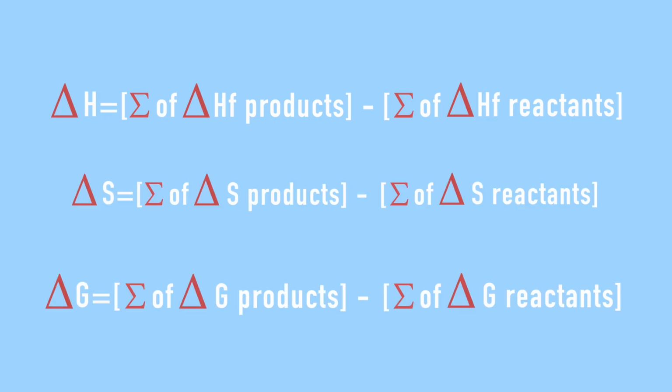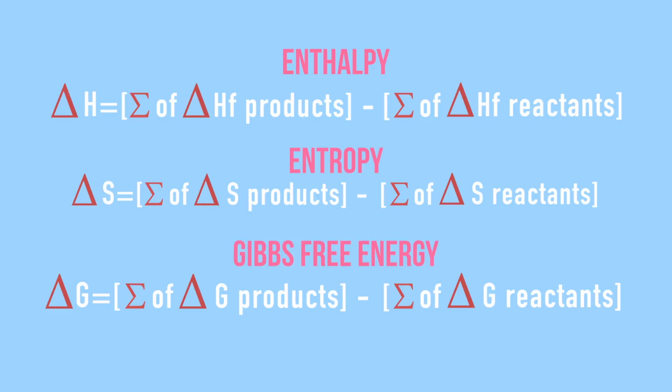Given the chemical equation, we can now solve for the enthalpy, entropy, and Gibbs free energy to see just how important they are and why we should understand them.